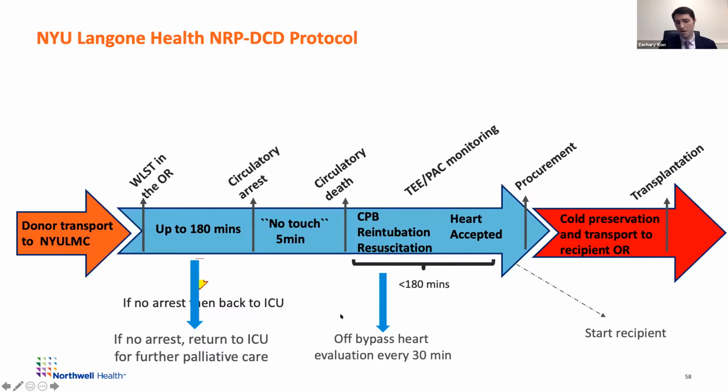Once the heart is accepted after any of these 30-minute time periods, we start with the recipient, and then basically the time until procurement is just the time it takes for the abdominal team to be ready. And whenever they are ready, we'll proceed.